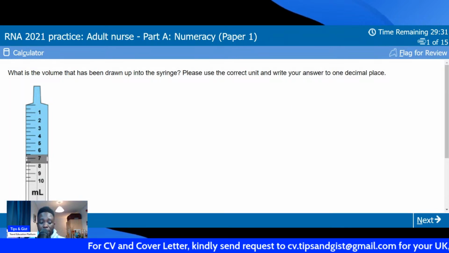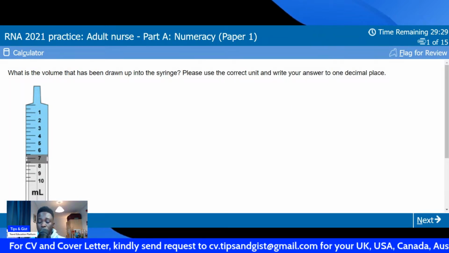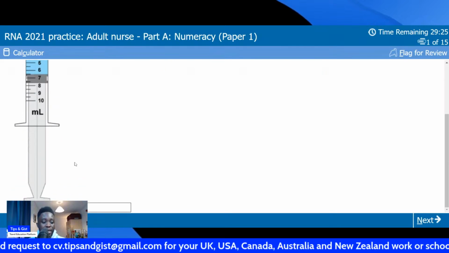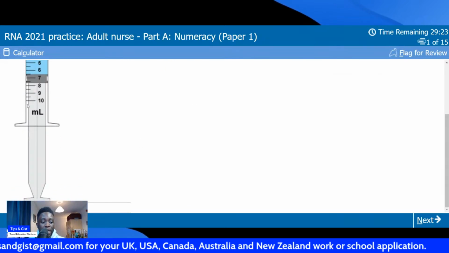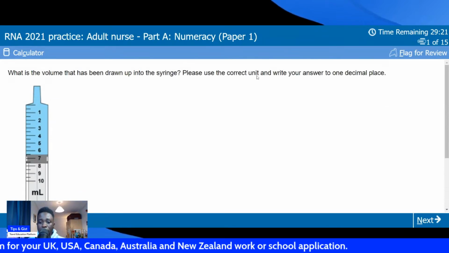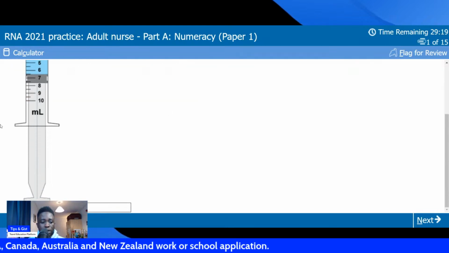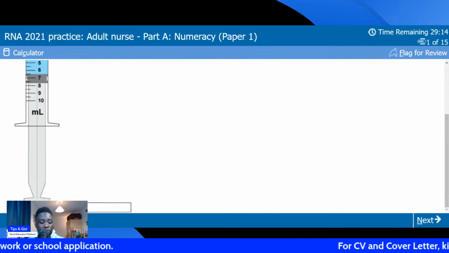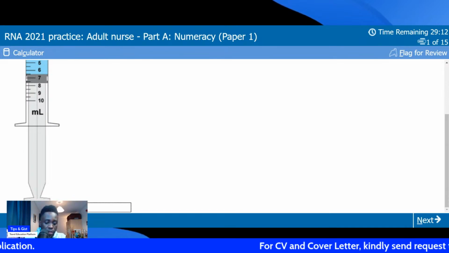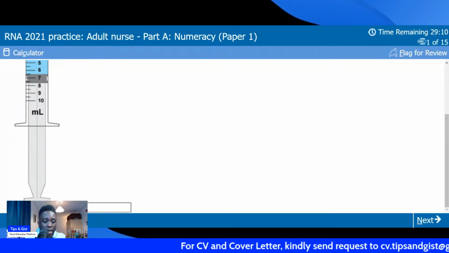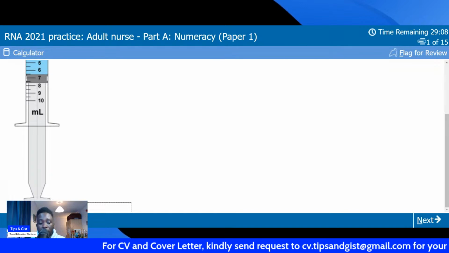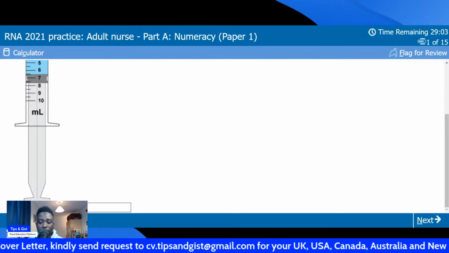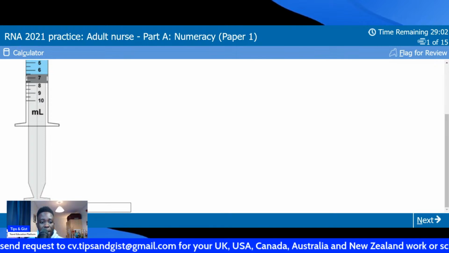And so 1 decimal place, you cannot say 6.52. So it will be exactly 6.5, right? 6.5. And please, you have to write the correct unit. Look at the syringe. The syringe is in mL, right? So you have to write your 6.5, you leave your space, small m, capital L, and that is the correct answer. All right. Question number 2.